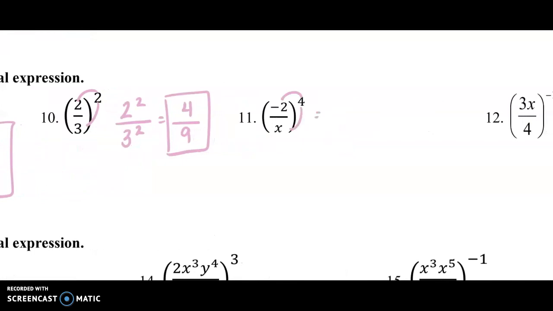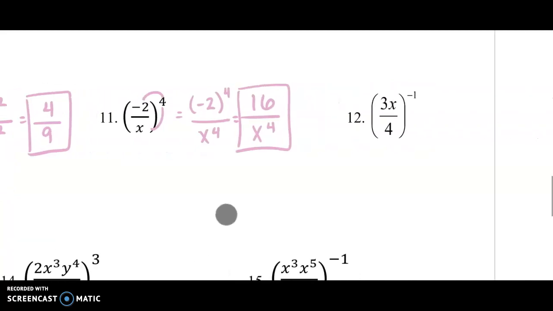Distribute the 4th power. Remember to put the negative 2 in parentheses. Negative 2 times negative 2 is positive 4, times negative 2 is negative 8, times negative 2 is positive 16 over x to the 4th.